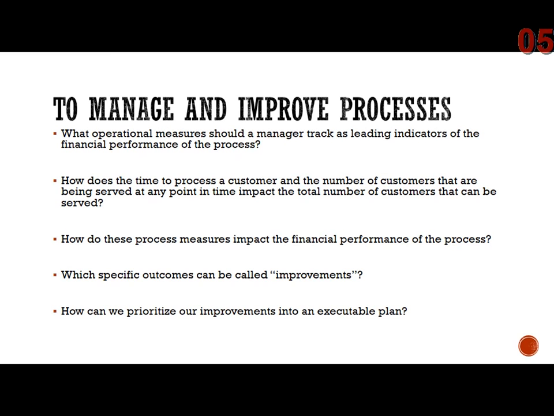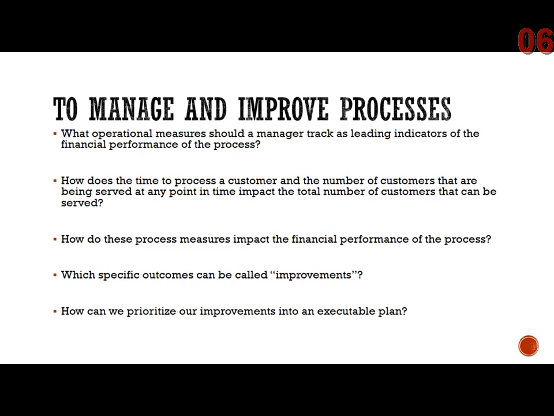How does the time to process a customer and the number of customers that are being served impact the total number of customers that can be served? So what's our volumes? Are they consistent? Do we have peaks? Do we have valleys? And how do these process measures impact the financial performance of the process? And which specific outcomes, when we do them, can be called improvements, because as you're reading through the goal, you're going to find out not every improvement actually makes a difference in customer flow or in process flow. And how can we prioritize those improvements into an executable plan?